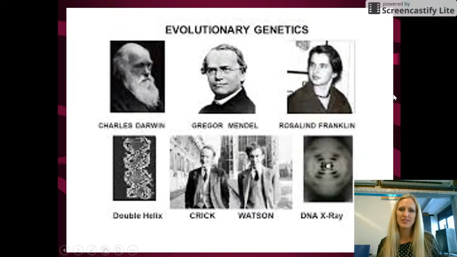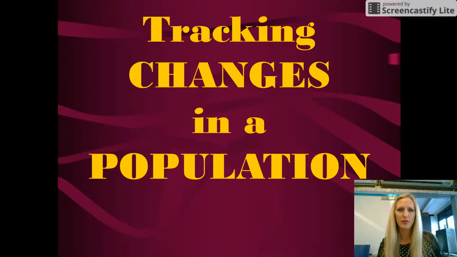When Charles Darwin came up with this theory of evolution, he didn't know anything about genetics. Remember, Gregor Mendel lived and worked around the same time as him, and he definitely didn't know anything about DNA, because Rosalind Franklin and Watson and Crick didn't make their discoveries until close to 100 years after he published The Origin of Species.